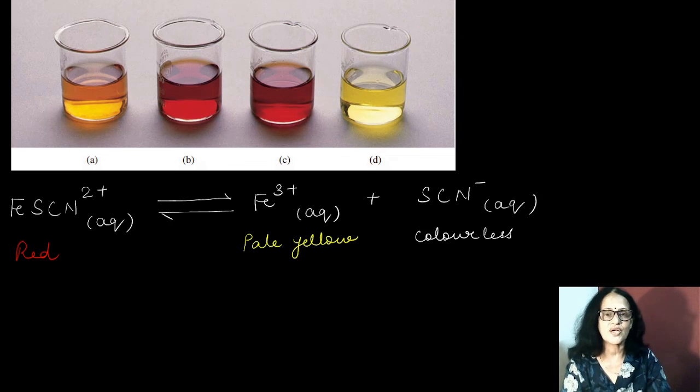So now we can conclude that if we increase the concentration of products, the equilibrium will move in the backward direction, or we can say that the reaction will move from right to left. Or if we decrease the concentration of products, the equilibrium will move from left to right, or we can say that the forward reaction is favored.